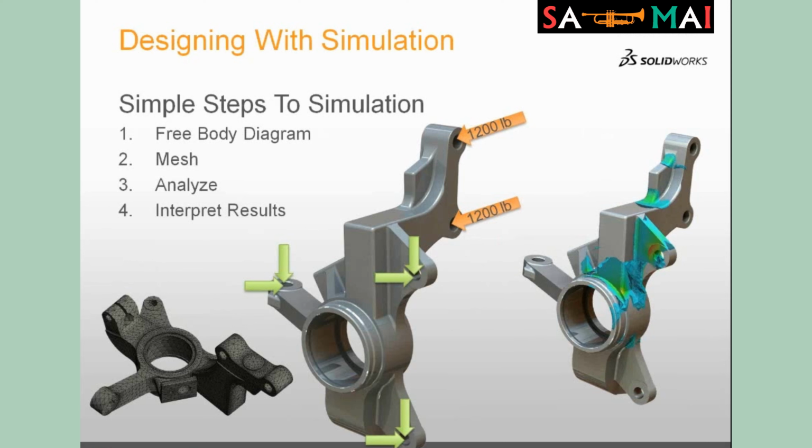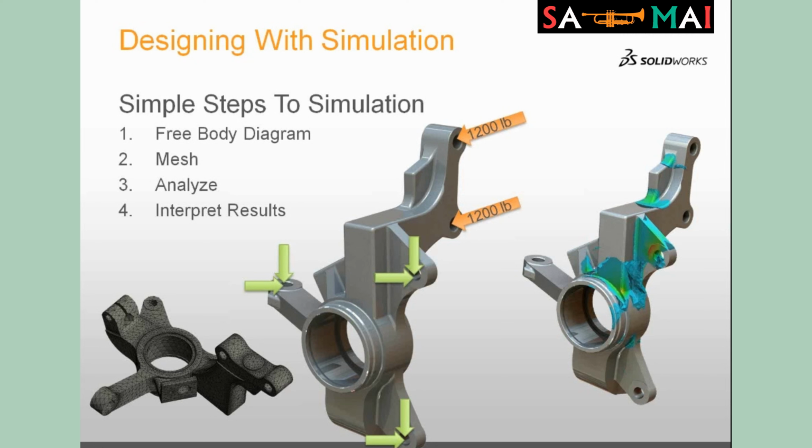So at this point we really want to talk about designing with simulation. And there's really 4 simple steps to simulation. The very first one, and we all learn this in school, is what we call the free body diagram. It's really coming up with what is the realistic loading and fixturing of the component in its application.